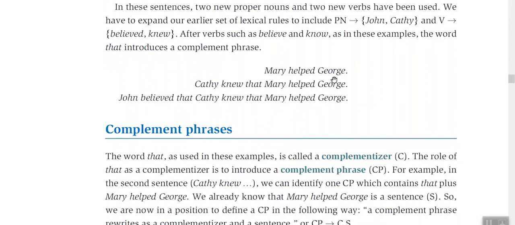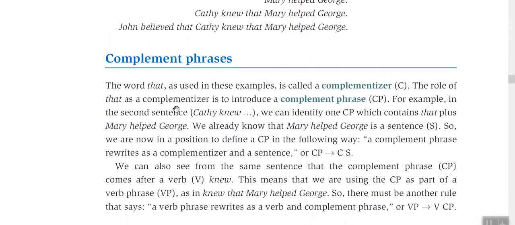Here you see, Mary helped George, one sentence. Cathy knew that Mary helped George, two sentences. John believed that Cathy knew that Mary helped George. So how can we make a tree diagram for them? They are called complement phrases. The word that, as used in this example, is called a complementizer. So a complementizer, that is a complementizer, so it's easy.